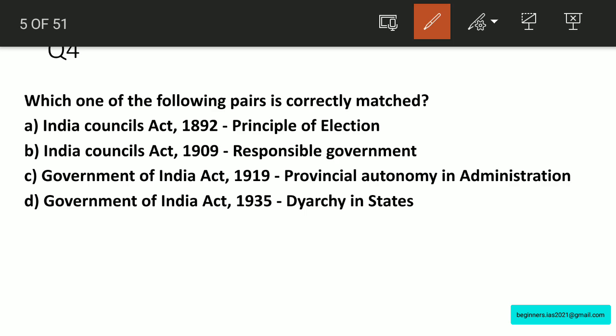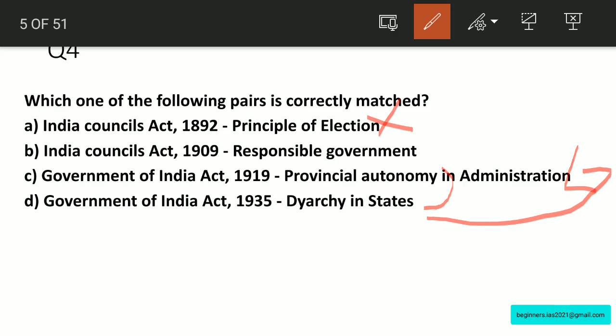See, if you take A, that is obviously wrong. The election was not introduced. And if you take statement number C, Government of India Act of 1919 introduced the diarchy. It has to come here. And if you take Government of India Act 1935, it introduced the provincial administration. It has to come here.